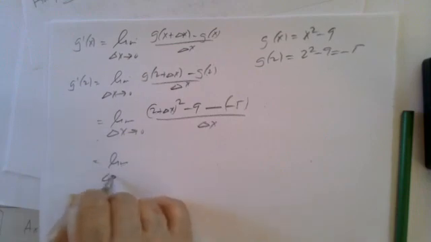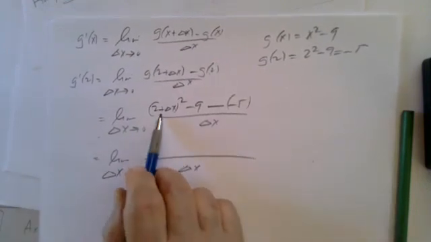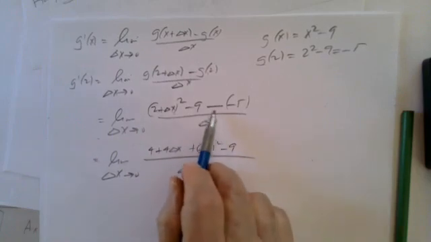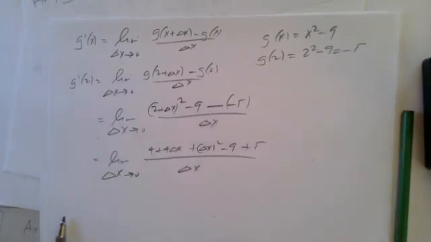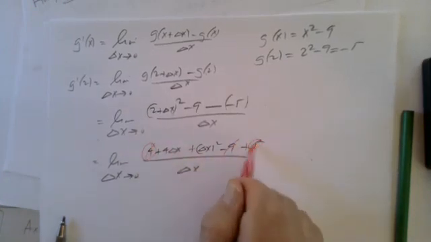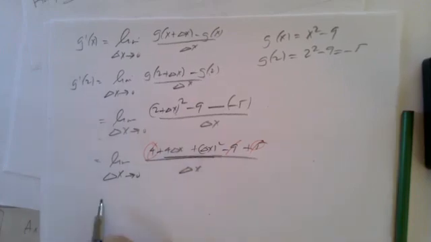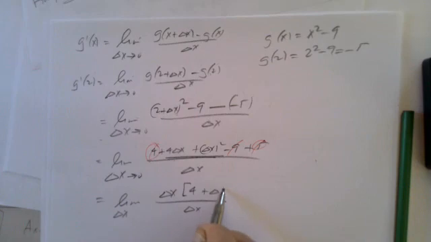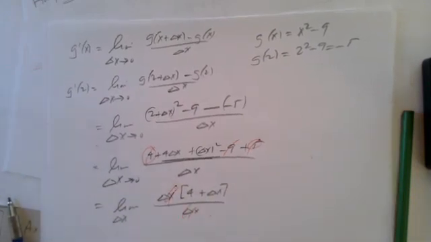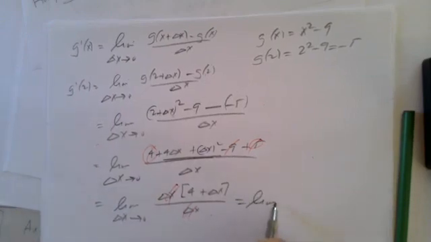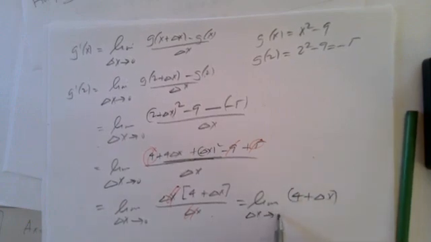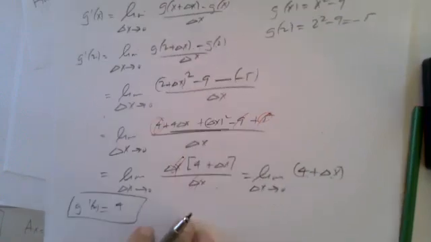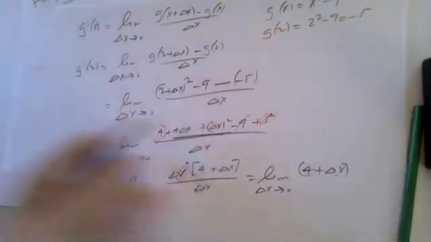Let's see. The limit as delta x goes to 0. When I square this, I get 4 plus 4 delta x plus delta x squared minus 9 minus minus 5, which is plus 5. And 4 plus 5 minus 9 is 0. So I'm just left with these two terms. I can factor out a delta x. I get 4 plus delta x. These delta x's cancel. So this is the limit of 4 plus delta x as delta x goes to 0. So when delta x goes to 0, this is 4. So that's the answer. But I mean, this is really the answer.